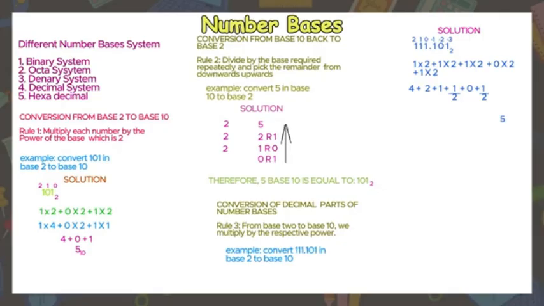Now the fractional part, we have it as 0.625 in base 10. Remember that I said, since it's going to base 2, you multiply by the required base, which is 2. You repeat this. In the case of division, we read upward, but in the case of this one, we read downward. 2 multiplied by 5 will give us 10.